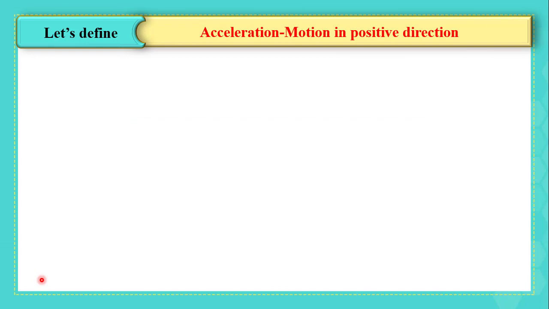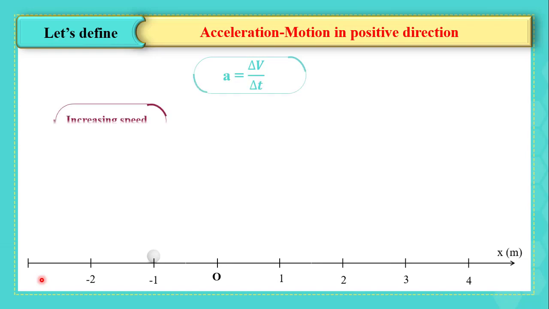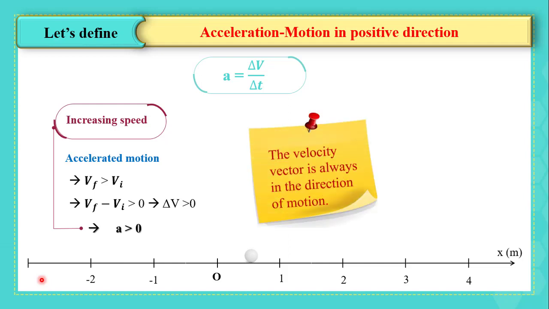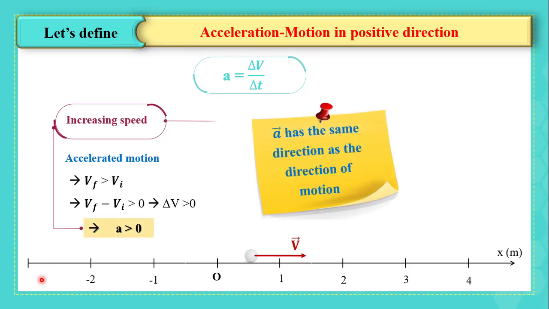Now, to discuss the direction of the acceleration vector, let's consider the case where the object moves in the positive sense of the axis. If the object's speed increases, then the motion is said to be accelerated motion, where V final is greater than V initial, which implies that delta V is positive, and this means that the acceleration is positive. Now, let's represent the velocity and acceleration vectors. The velocity vector is always drawn in the direction of motion. And since the acceleration is positive, then the acceleration vector has the same direction as the direction of motion.